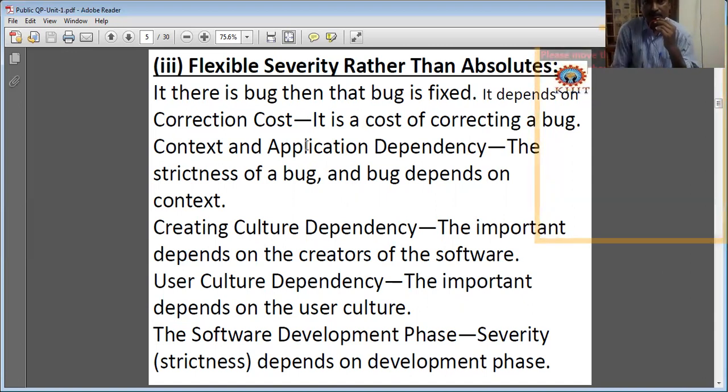Then the second one is context and application dependency. The severity of a bug depends on context. Creator culture dependency: the importance depends on the creators of the software. User culture dependency: the importance depends on user culture. Severity, that is strictness, depends on the software development phase.